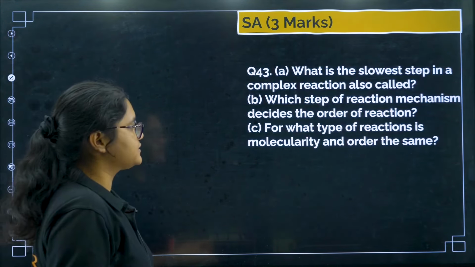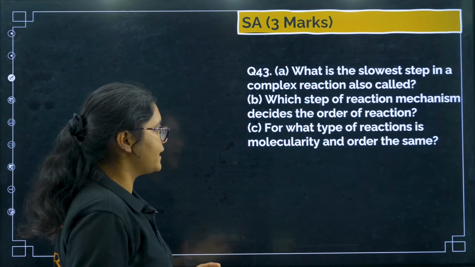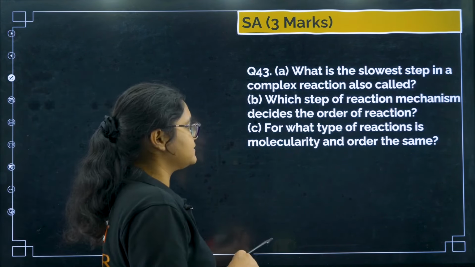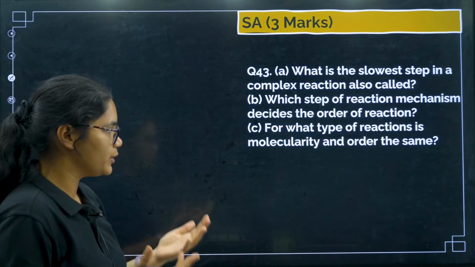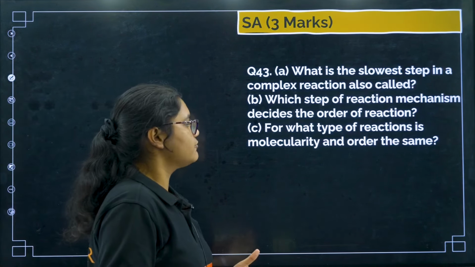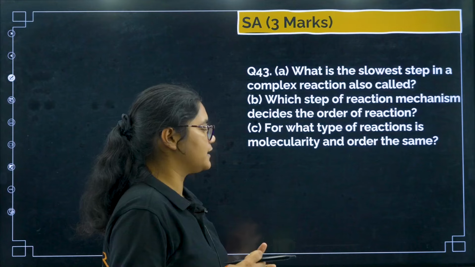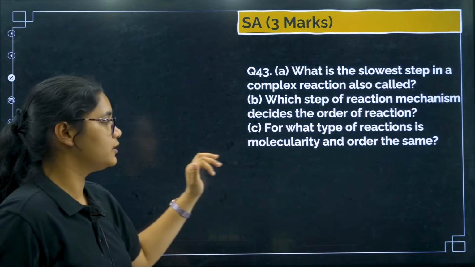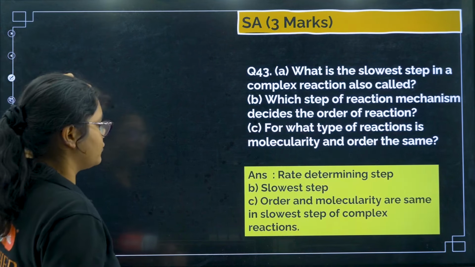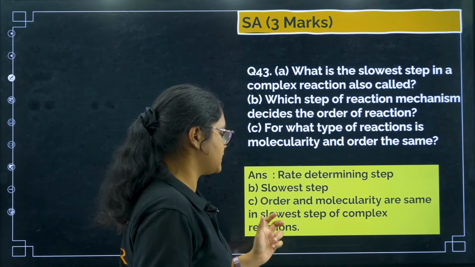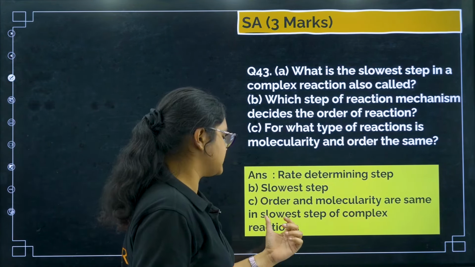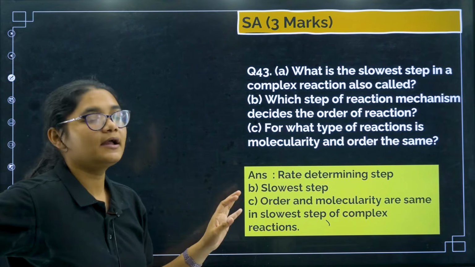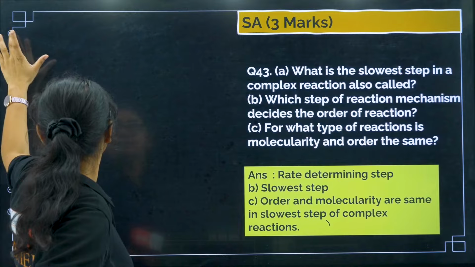Next, what is the slowest step in a complex reaction called as? It is called as rate determining step. Which step of the reaction mechanism decides the order? It is the slowest step or the rate determining step. For what type of reactants is molecularity and order the same? For elementary reactions, the molecularity and order will be same. Okay, so it is rate determining step, slowest step. Order and molecularity are same in the slowest step of the complex reactions. Okay, or you can write for the elementary reactions.